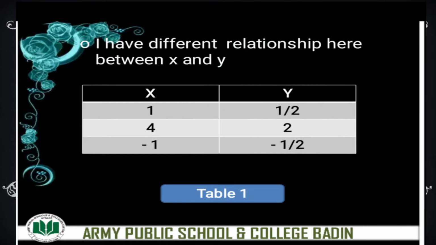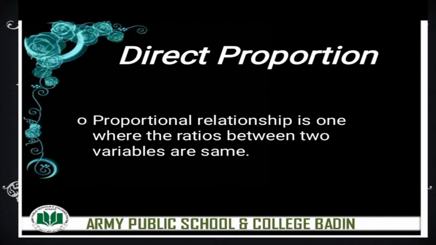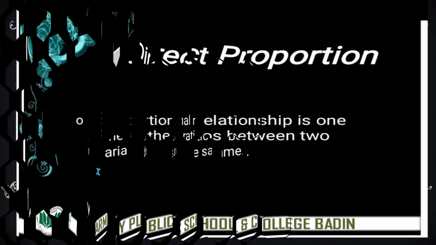So if I have a relation between x and y, two variables: if the value of x is 1, then the value of y is 1 upon 2; if x is 4, then y is 2; and if x is minus 1, then y is minus 1 upon 2. Now according to direct proportion, the proportional relationship is one where the ratio between the two variables is the same. It means when we find the ratio between x and y with different values, the ratio will be the same.